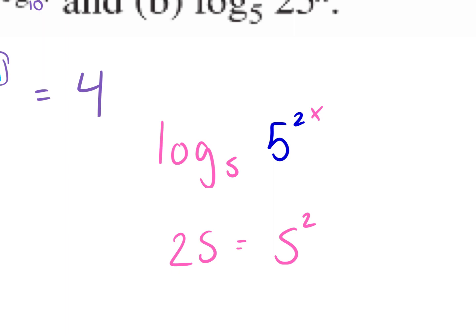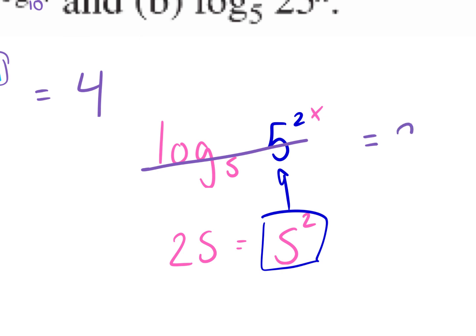So everybody see what I did there? I just replaced the 25 with the 5 to the second power. So now that I have log base 5 of 5, this cancels, and what am I left with? 2x. Because that x was there too. So I just multiplied these two exponents together. So 2x.